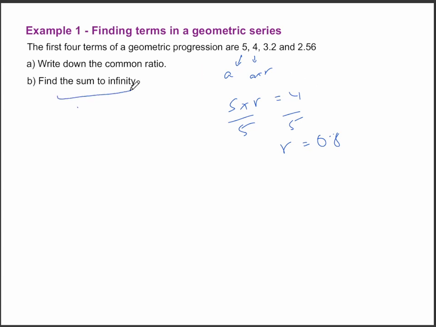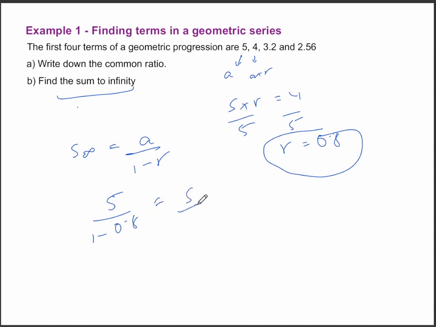And write down the sum to infinity. Why does the sum to infinity exist in this case? Because 0.8 is between -1 and 1. The formula for sum to infinity is a over 1 - r, where a is 5 and r is 0.8, so 1 - 0.8. We get 5 over 0.2, which is just going to be 25. That means if you add an infinite amount of numbers in this series, you will get 25 at the end.